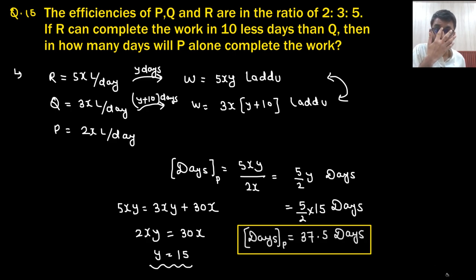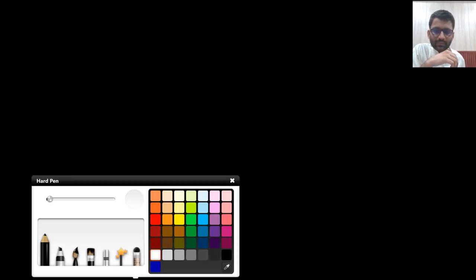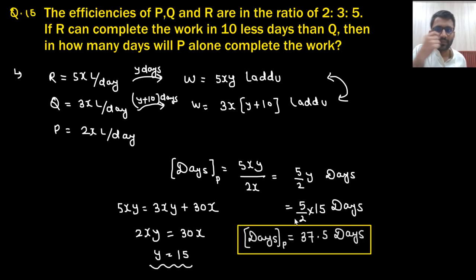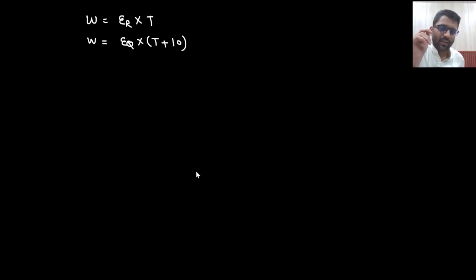So the efficiency of P, Q, R is in this ratio. R can complete the work in 10 fewer days. So basically, if I say the work is efficiency of R into time T, then the work can also equal efficiency of Q into T plus 10, right?